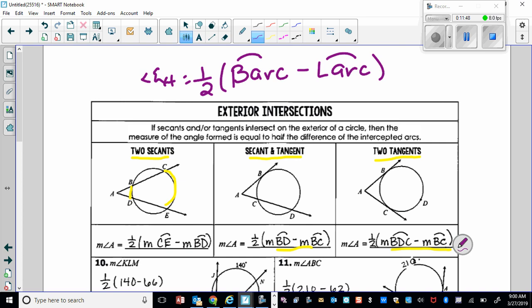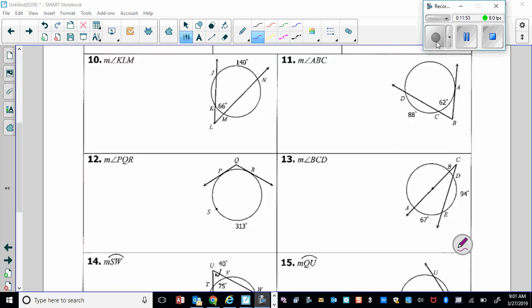Okay, so let's do a couple of problems to get this done. All right, number 10. I guess I'll do the even number now. For this part, I'm looking for angle KLM. Since this is an angle, I'll just write it as angle L equals 1/2. The big arc is 140, right? Minus 66. That's it. So all you have to do is pull your calculator out.